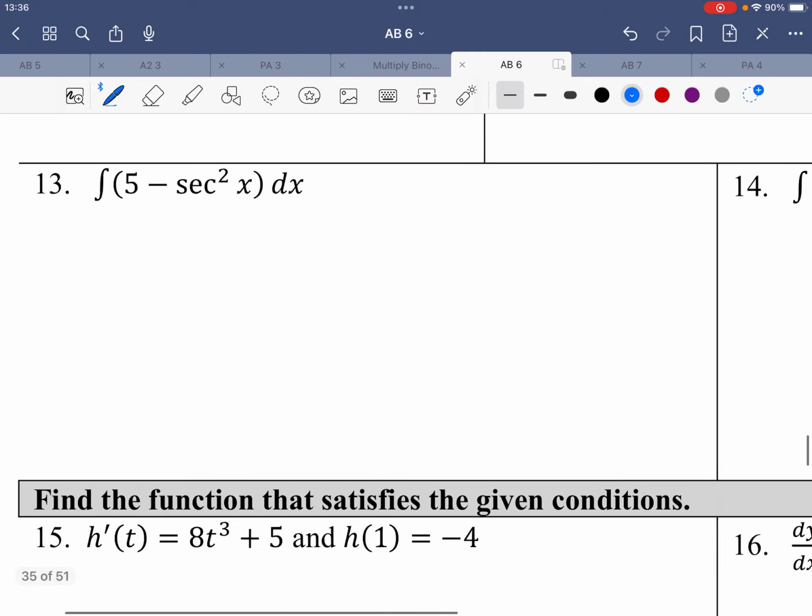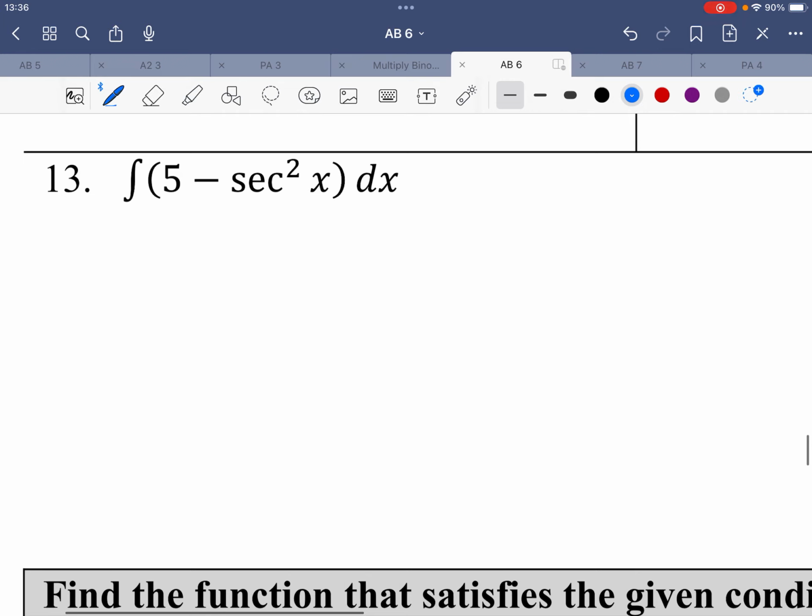13. The antiderivative of 5 is going to be 5x. The antiderivative of secant squared is going to be the tangent, and then a plus c. And that's all there is to this one.